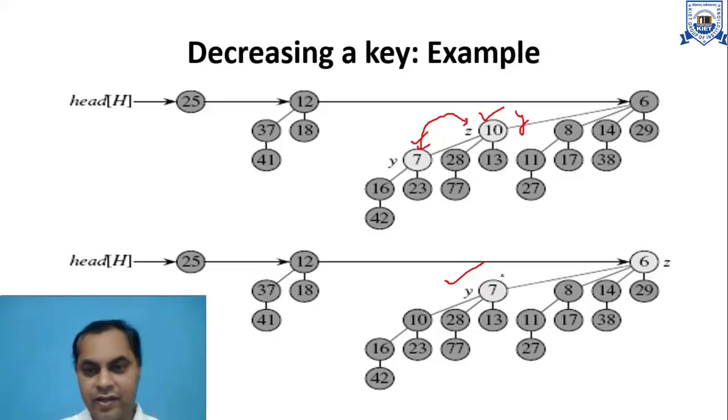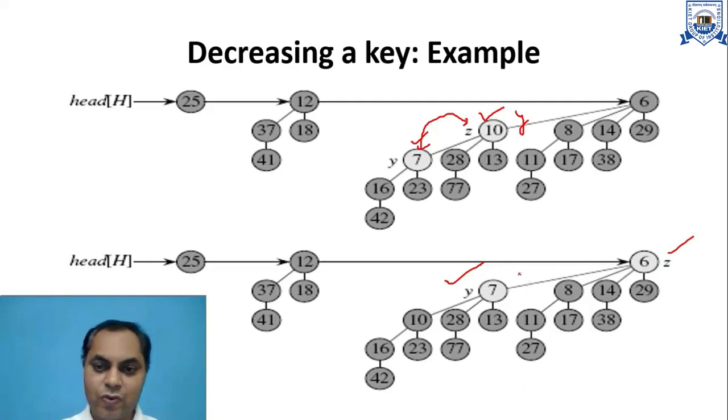Now again we will compare this value with its parent. So if this is y, the parent of this becomes z, and the value of y is greater than 6, so that means there is no violation of the min heap property. That means our procedure stops here.